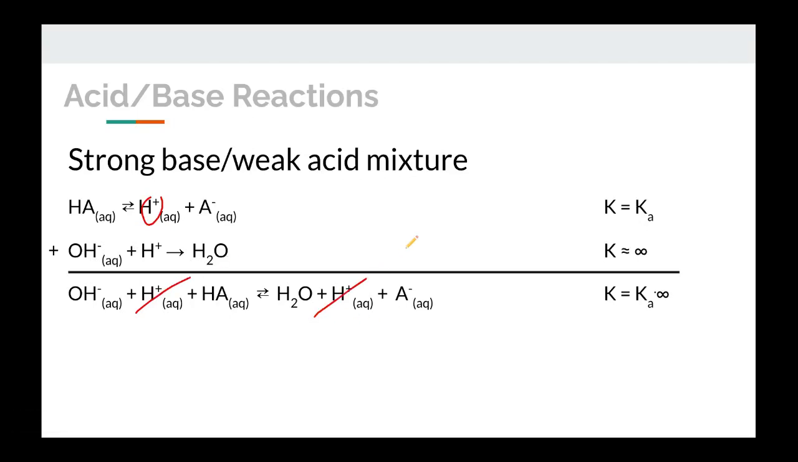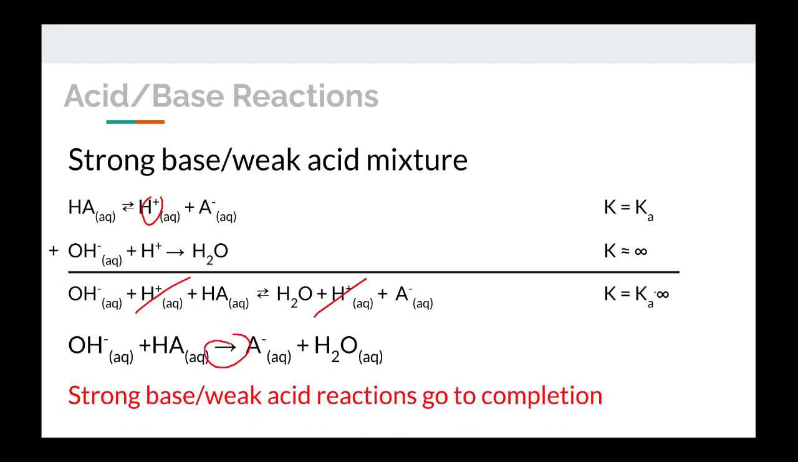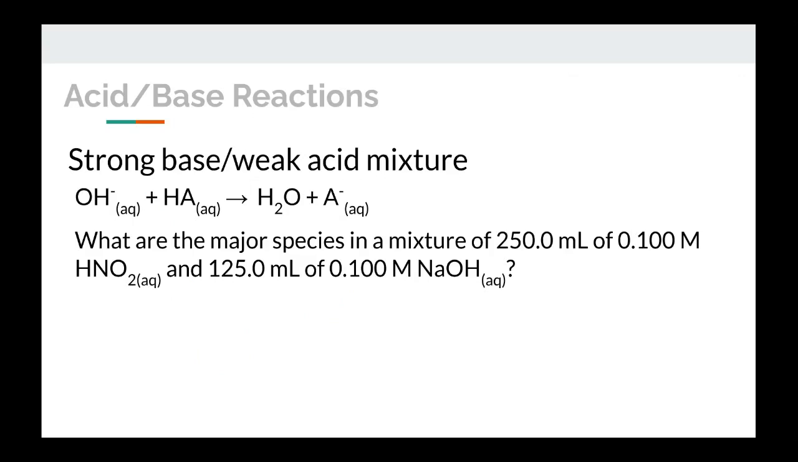H plus is a spectator here. And the overall reaction is OH minus reacts with the weak acid and produces its conjugate base and some water. And we can think about this as a one-way reaction because K is very large. So a strong base weak acid reaction is also going to go to completion. Here's another major species question.